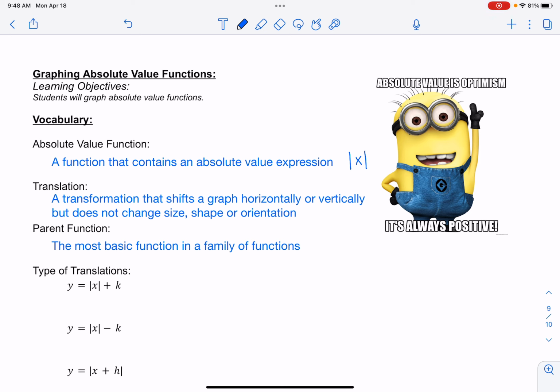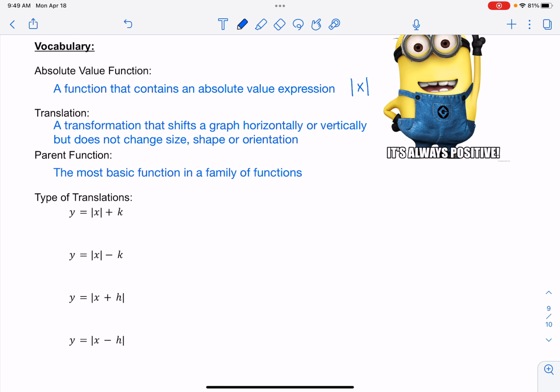And then this last one that we kind of introduced, which we kind of covered again already, is called a parent function. So this is the most basic function in a family of functions. So leading up to this, we've done a lot of comparing. If we had x squared plus 5, and we were comparing that to x squared, that x squared would be considered our parent function because that's what we're comparing everything to.